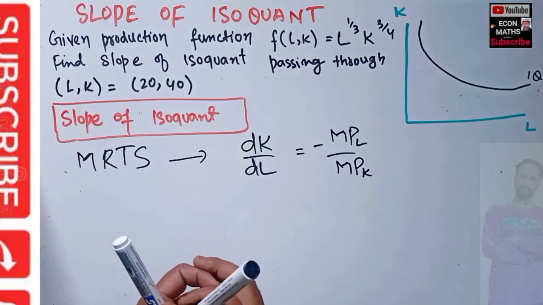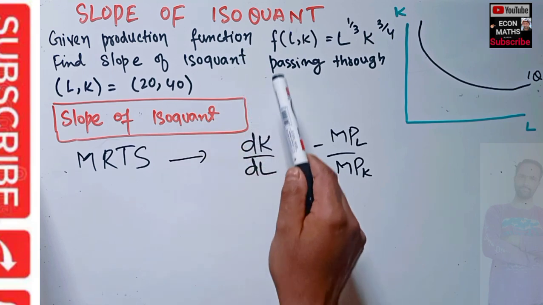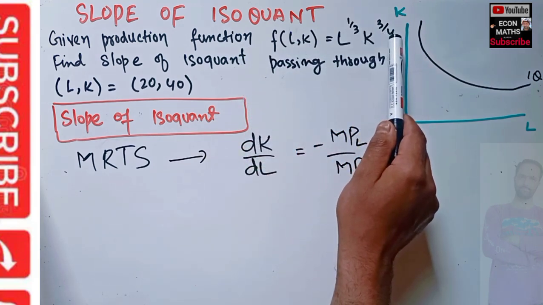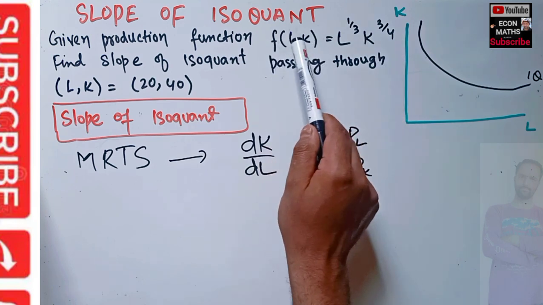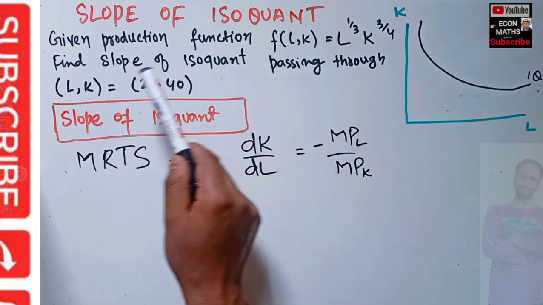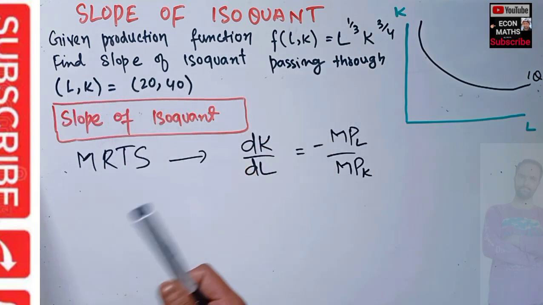In this video, we will learn how to find out the slope of an isoquant. The question is: given the production function f(L, K) = L^(1/3) × K^(3/4), that means production is a function of labor and capital. We need to find the slope of the isoquant passing through the combination of labor and capital of 20 and 40. Okay, by isoquant, what do we mean?